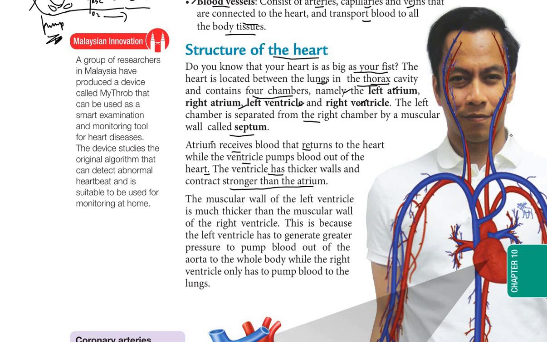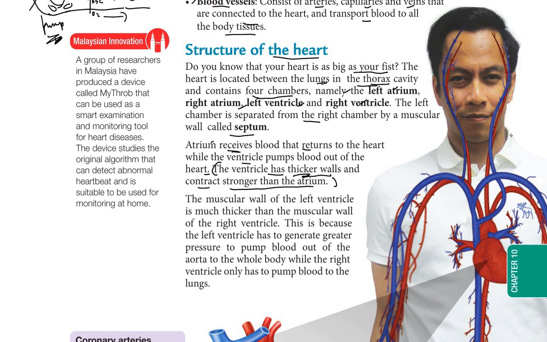The function of the chambers is to receive and pump blood. The atrium receives blood that returns to the heart. The ventricle pumps blood out of the heart. The ventricle has thicker walls and contracts stronger than the atrium. This is the keyword here.